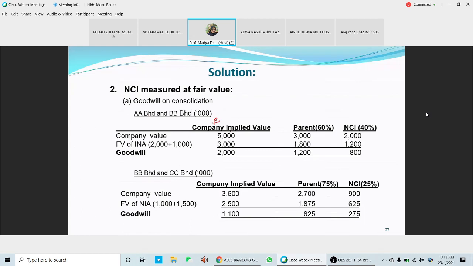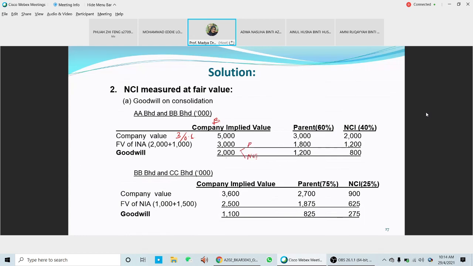The company here in B, the implied value is 5 million. I would find this by 3 divided by 0.6, which gives 5 million. Net identifiable assets here are 3 million. Where do we get that 3 million? It is from the share capital of 2 million, and another 1 million here is a reserve, the revaluation reserve. So we have 3 million. So the goodwill here will be 2 million. This 2 million we're going to allocate between parent and NCI.